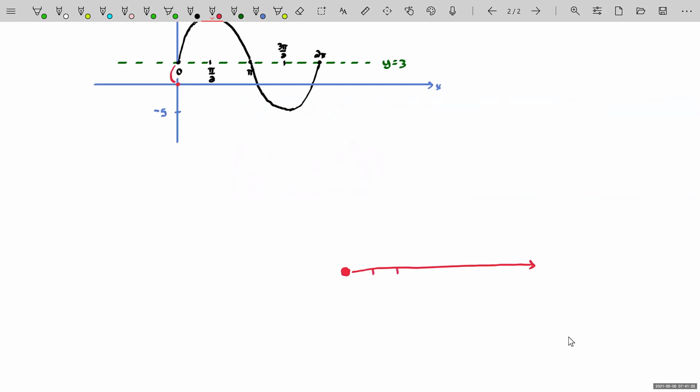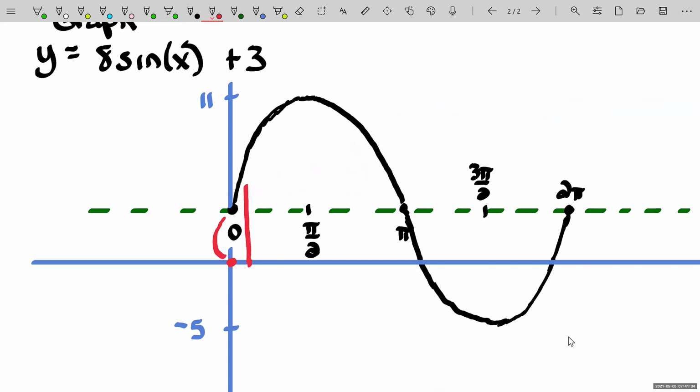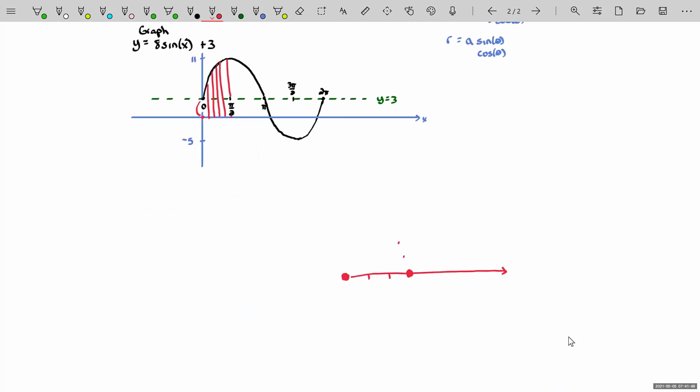1, 2, 3. Then as I turn through other angles, I'm throwing rocks farther and farther out in front of me until I'm finally facing an angle of pi over 2, where I throw a rock 11 feet in front of me. So as I turn, I'm throwing rocks further and further away until I'm facing the angle of pi over 2. That's the furthest away that I throw a rock.